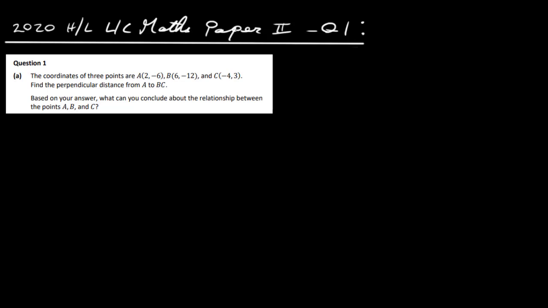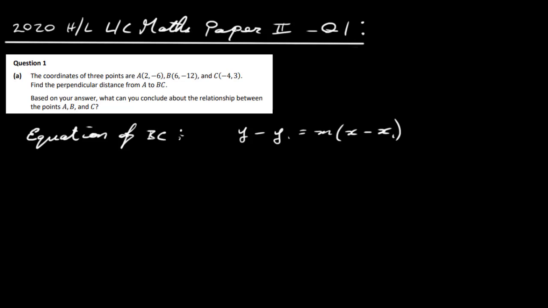Okay, so what we're going to use here is the formula for the distance between a point and a line. Well, we've got to find the perpendicular distance from A, so that's our point, and the line is going to be BC. Now, in order to use this formula, we need to find the equation of the line BC. So that's the first thing we want to do. So let's look at finding the equation of the line BC. So what we need to use is this formula here.